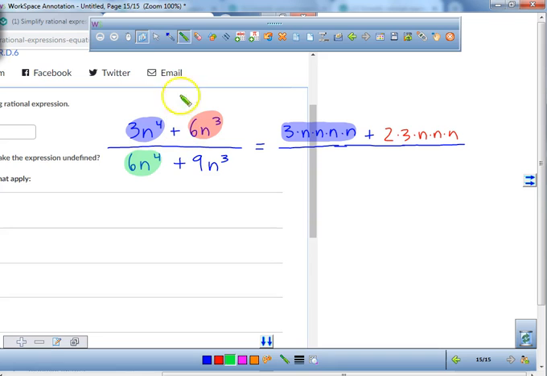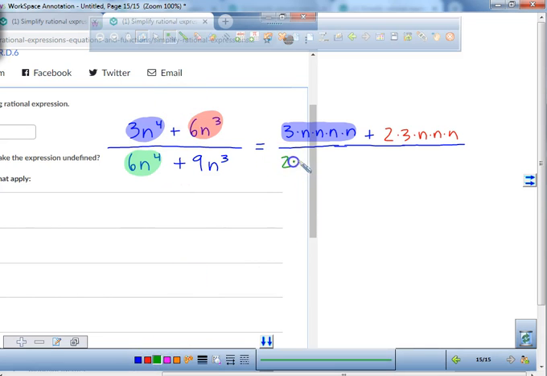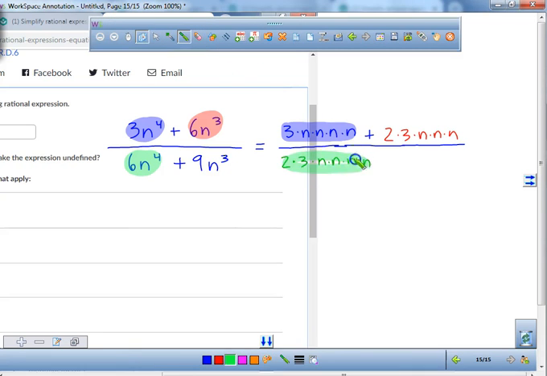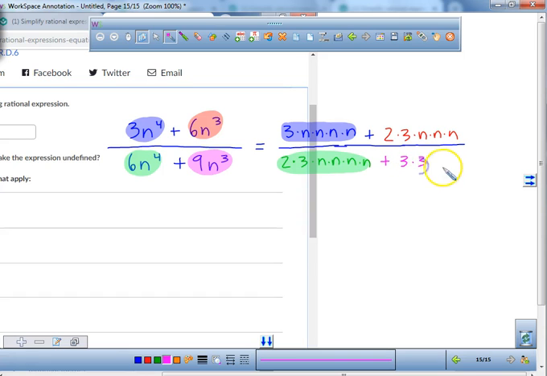Break this down in green. 6 can be broken down to 2 times 3. Those are its prime factors. And we have a total of 4 n's being multiplied. This will be the last one that you do in your journal over this topic. And last but not least, we have 9n cubed plus 3 times 3 times n times n times n.